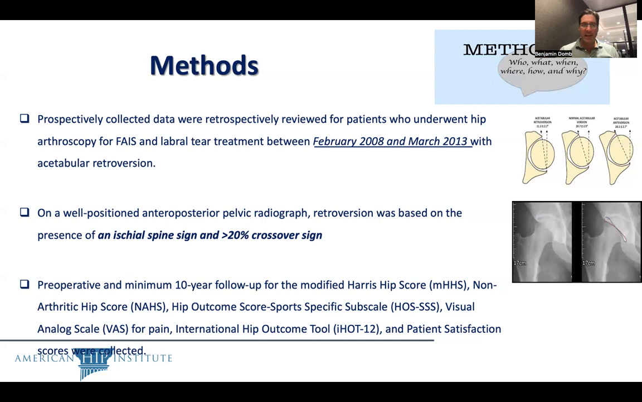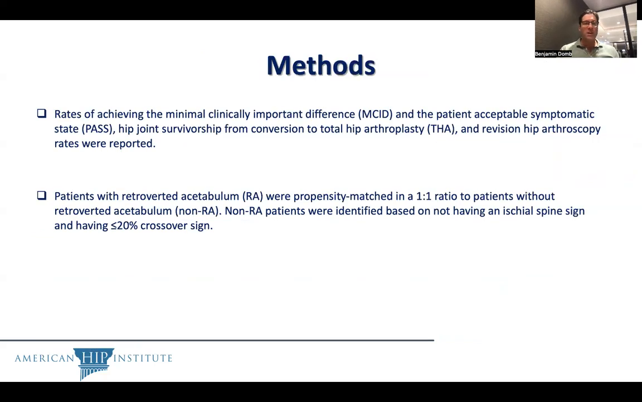Preoperative and minimum 10-year follow-up for the Harris hip score, non-arthritic hip score, hip outcome score, sports-specific subscale, visual analog score for pain, and the IHOT score, as well as patient satisfaction, were collected. The rates of achieving the MCID and the patient acceptable symptomatic state, or PASS, were collected, as well as hip joint survivorship from conversion to total hip arthroplasty and rate of revision hip arthroscopy.